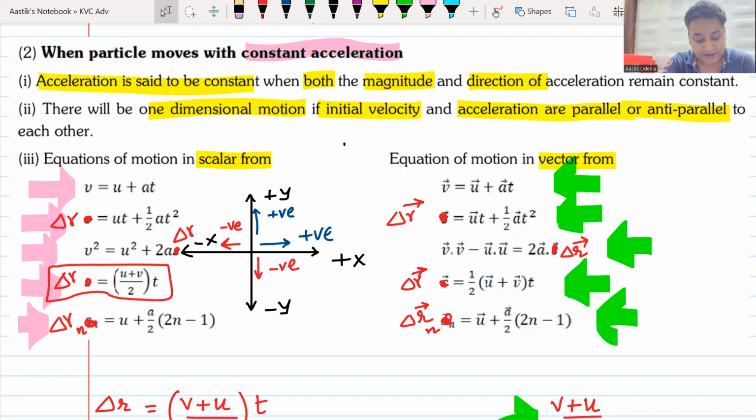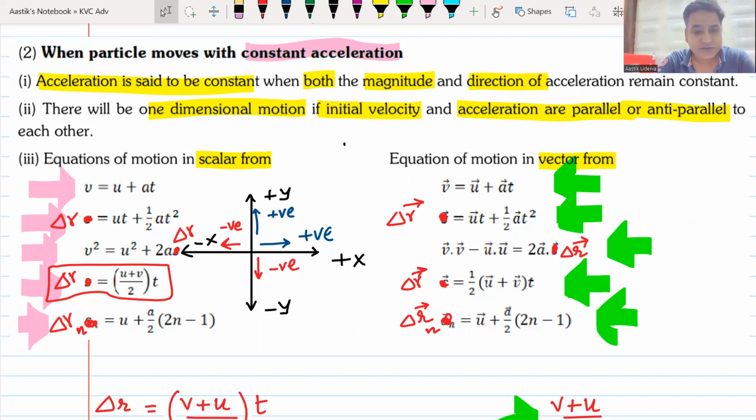And remember, I told you that we have dealt with questions which were of uniform acceleration. We have also dealt with questions which were of non-uniform acceleration, and I told you that whether the question is of uniform acceleration or non-uniform acceleration, it has to be done in a similar way.